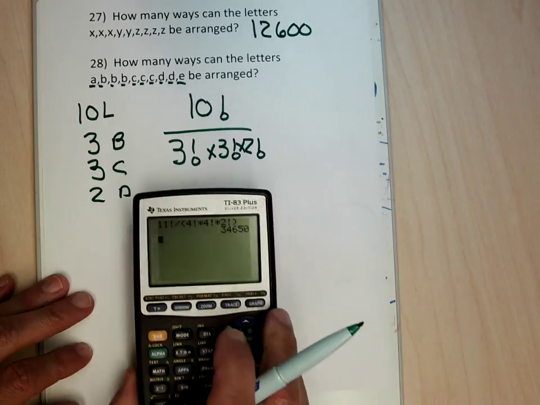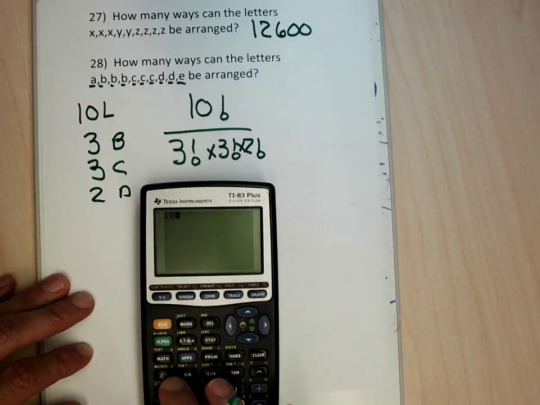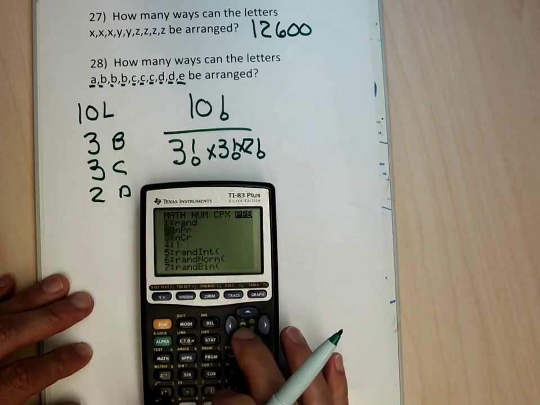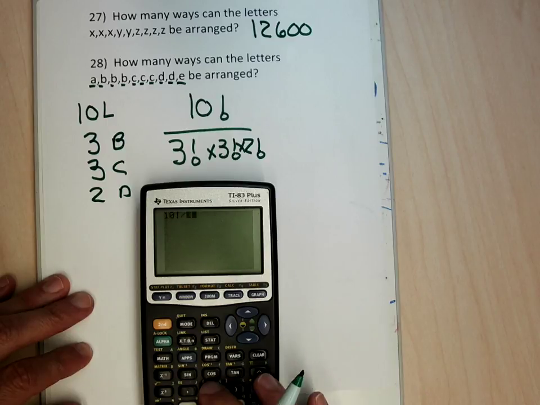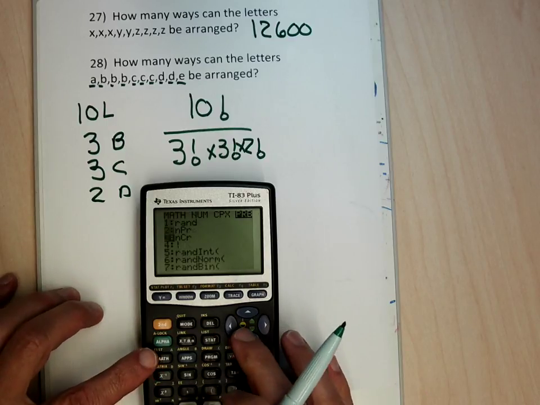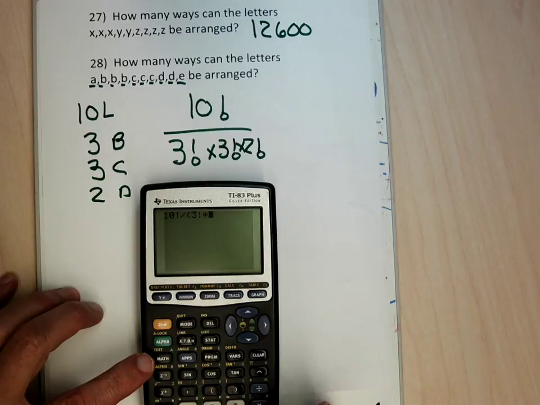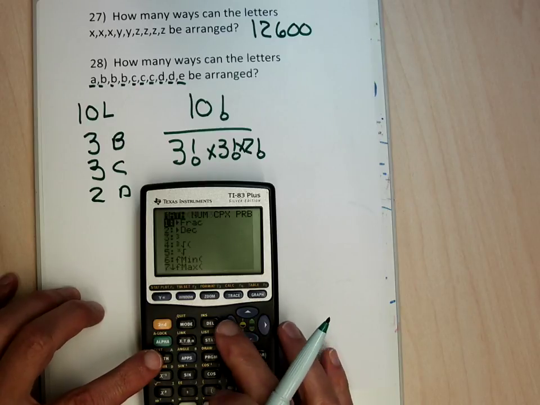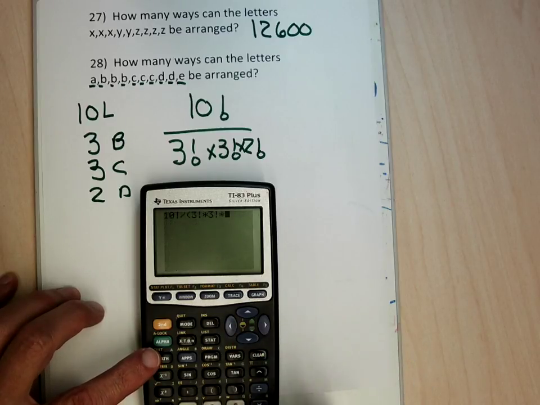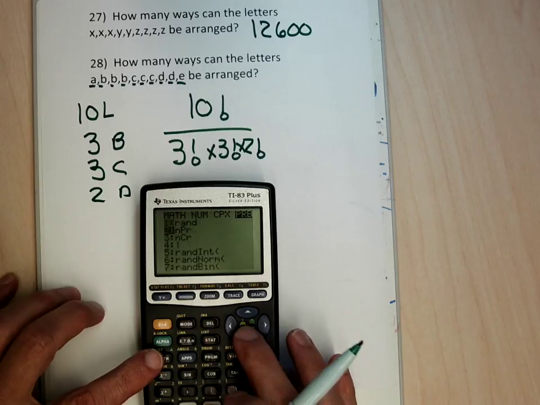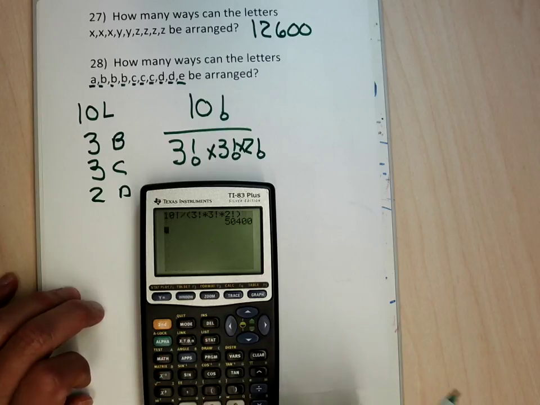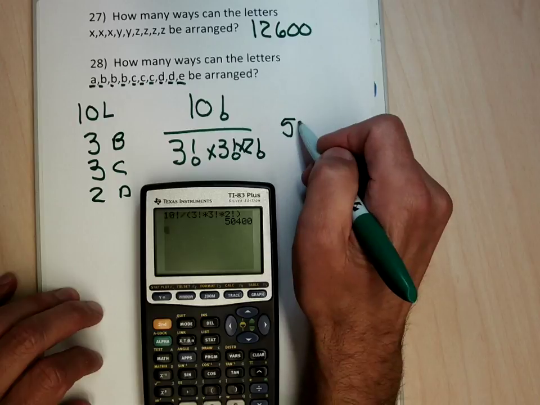I'll do this on my calculator just in case you need to see the calculator work again. Hopefully you can see that. So 10 factorial divided by parentheses 3 factorial times 3 factorial times 2 factorial, close my parentheses. My answer is going to be 50,400.